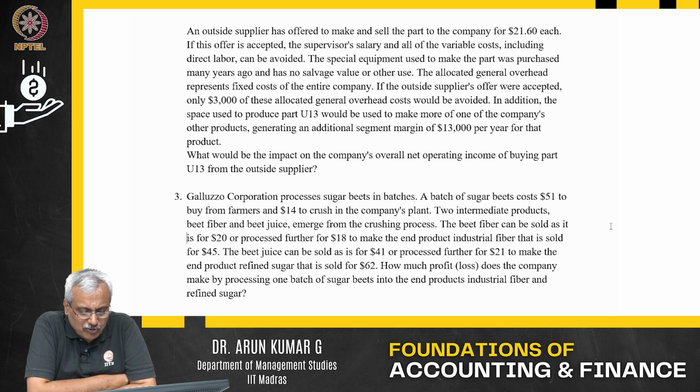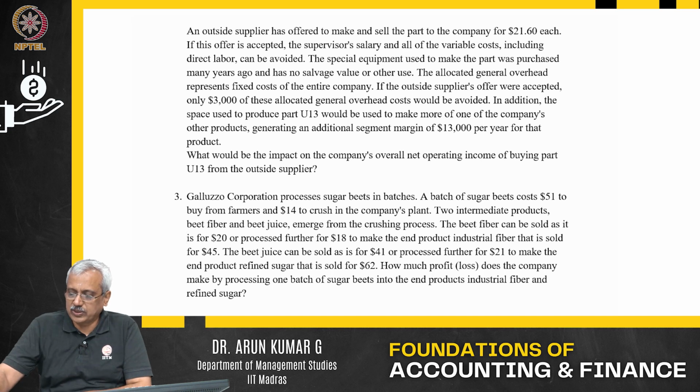Beet juice can be sold at $41 or processed further for $21 to make the end product refined sugar that is to be sold at $62. How much profit or loss does the company make by processing one batch of sugar beets into the end products, industrial fiber and refined sugar? That is, how much profit or loss does the company make by processing one batch of sugar beets into the end products, industrial fiber and refined sugar?